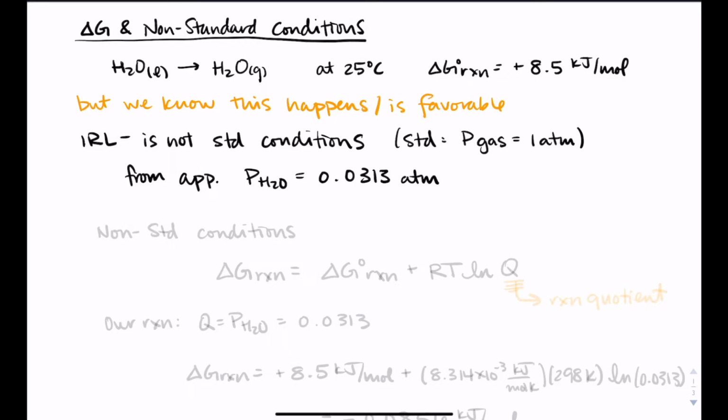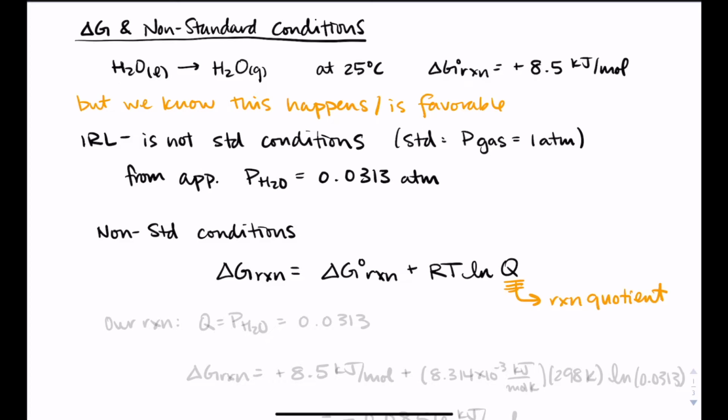And the way that we do that is with this addition of an RT ln Q term. So under non-standard conditions, my delta G without a circle is equal to my delta G with a circle plus RT ln of Q. You know Q, you love Q. You've missed Q because we haven't dealt with it in so long. This is the reaction quotient. It's the same thing. It is taking where we are and using those conditions to adjust the delta G calculation.